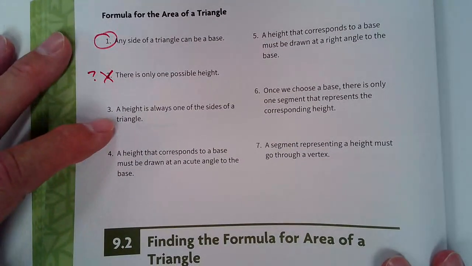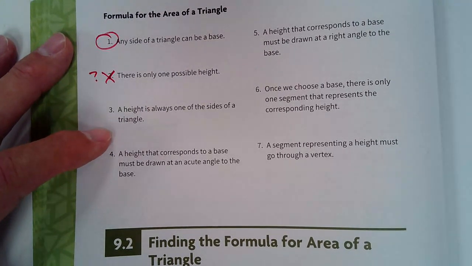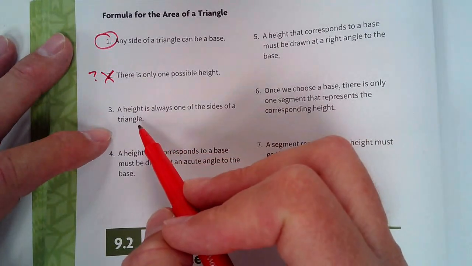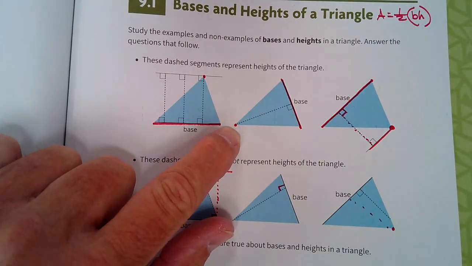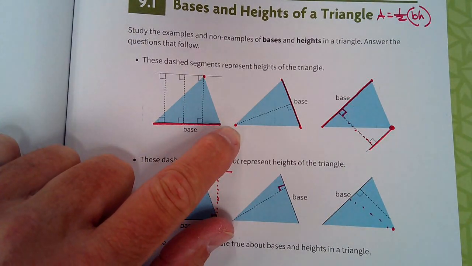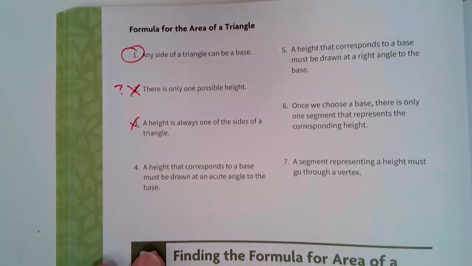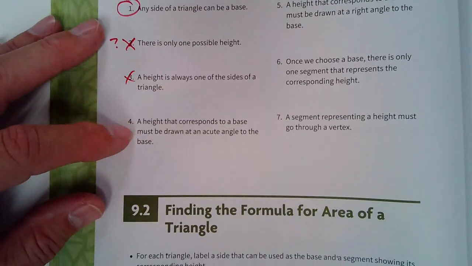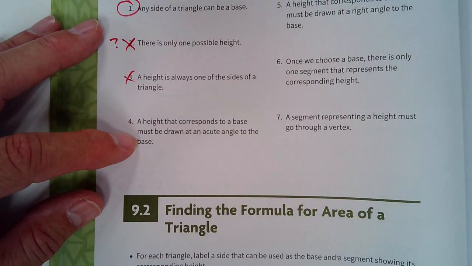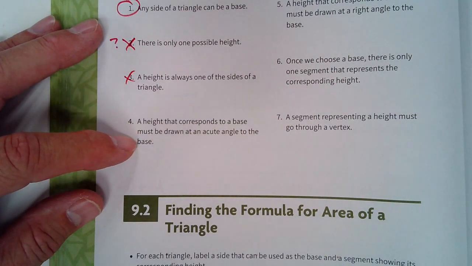Number 3, a height is always one of the sides of a triangle. Yeah. Well, think about it. Is that the height? Is that the side of a triangle? No. So cross out number 3. That's not necessarily true. Number 4, a height that corresponds to a base must be drawn at an acute angle.